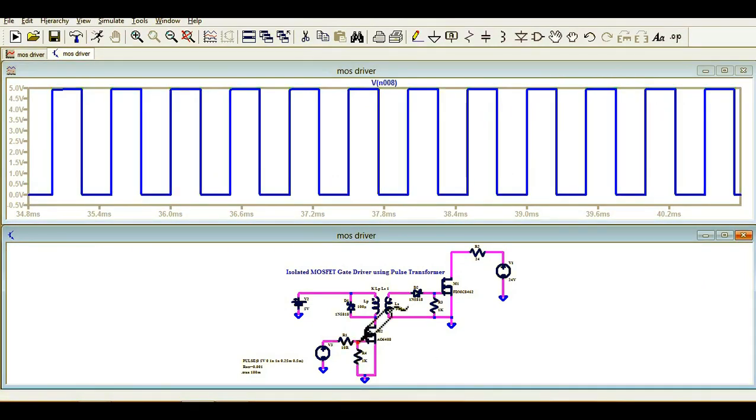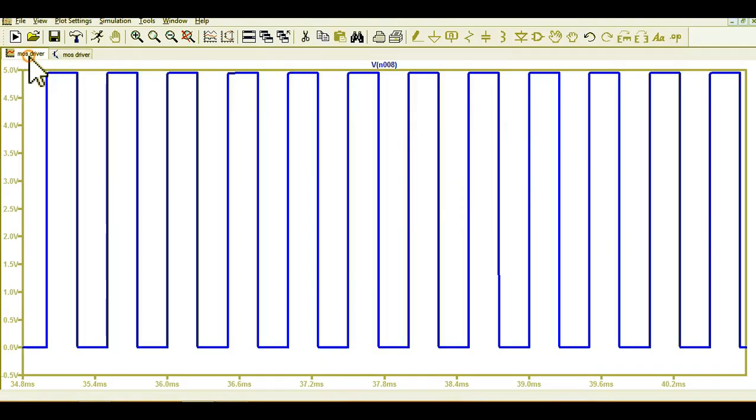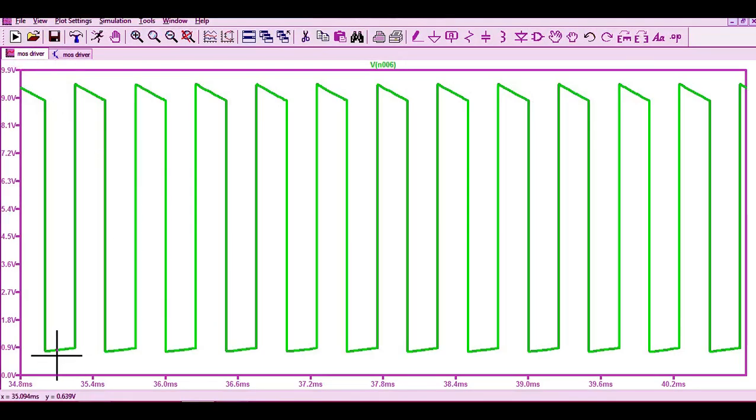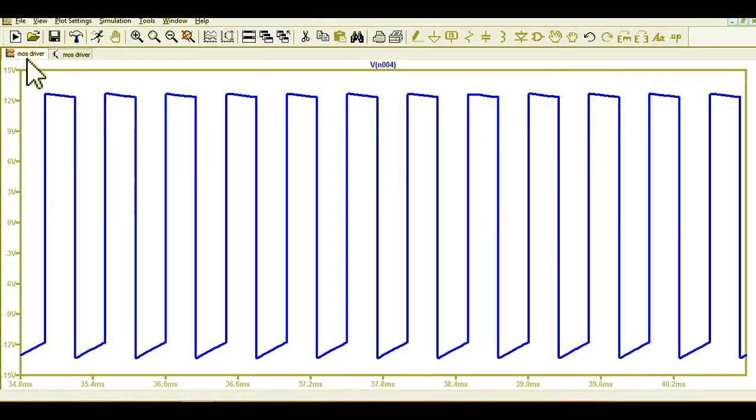Now this is our gate signal here which drives the gate of M2. You can see this is 0 to 5 volt, and you can see the voltage at the drain of M2, and it looks like from 0.7 volt to around 9 volt. Okay, now let me show you the output here, before the diode D2. You can see it varying from around -12, -13 volt to 12.6 volt. So you can see here both positive polarity and negative polarity.